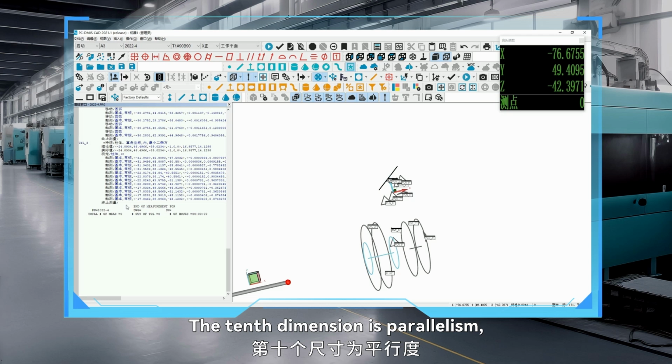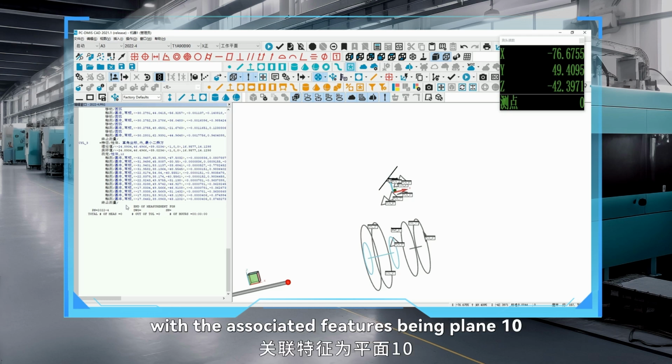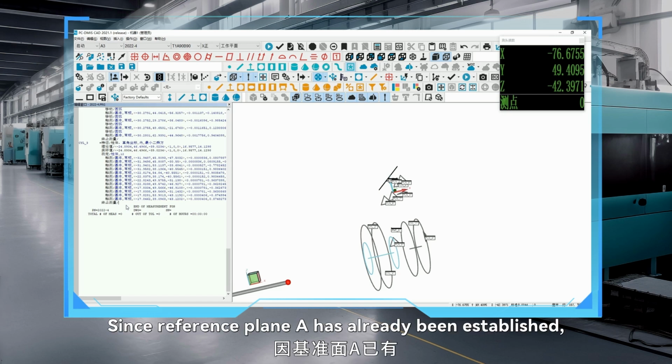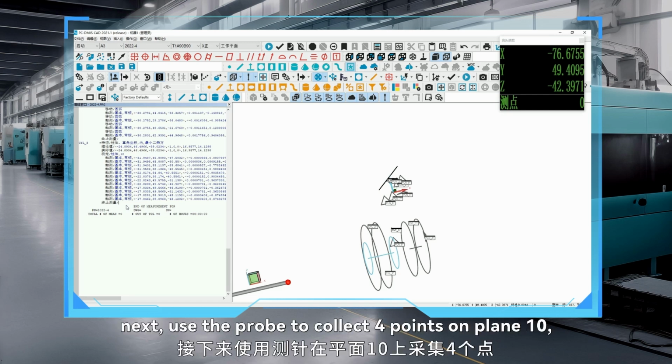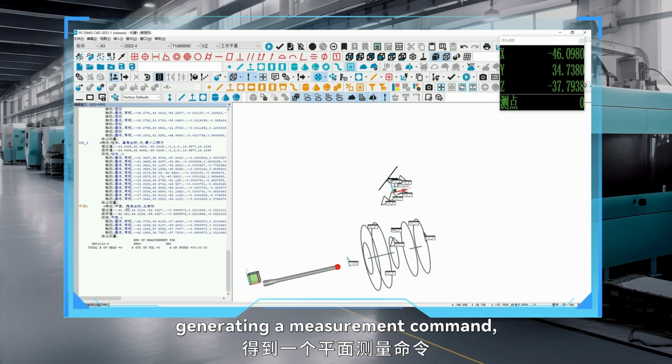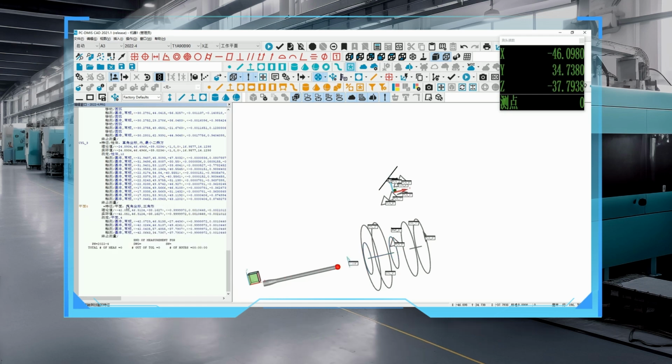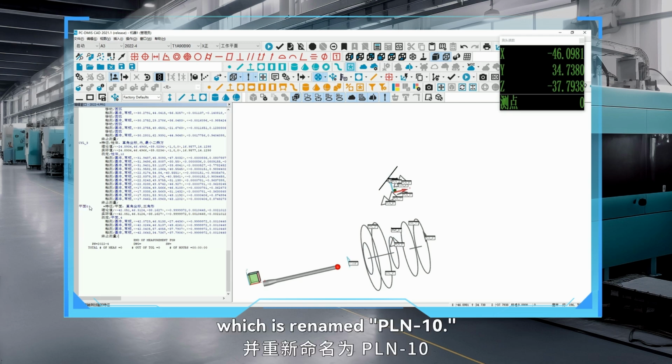The 10th dimension is parallelism, with the associated features being plane 10 and reference plane A. Since reference plane A has already been established, next, use the probe to collect 4 points on plane 10, generating a measurement command, which is renamed PLN10.